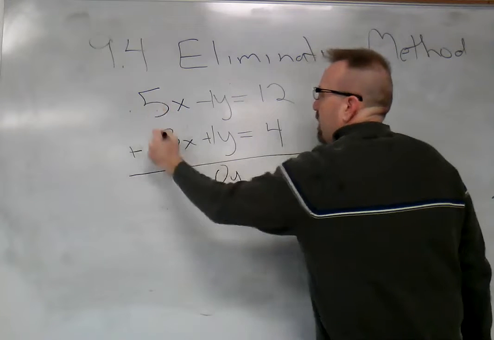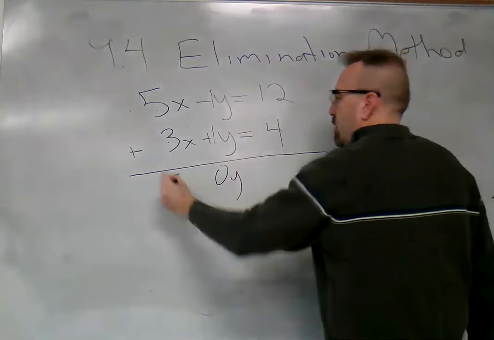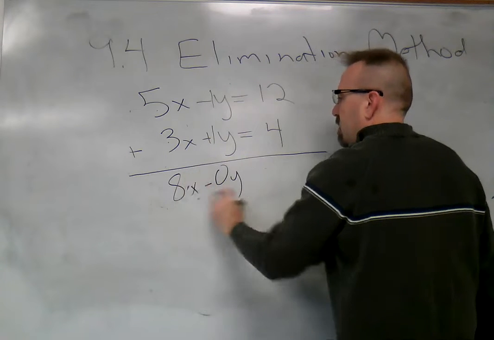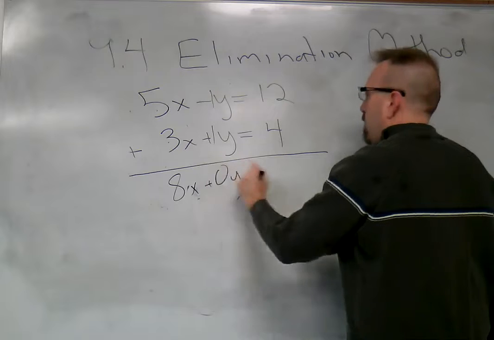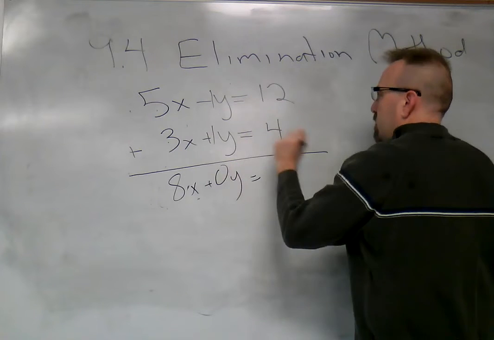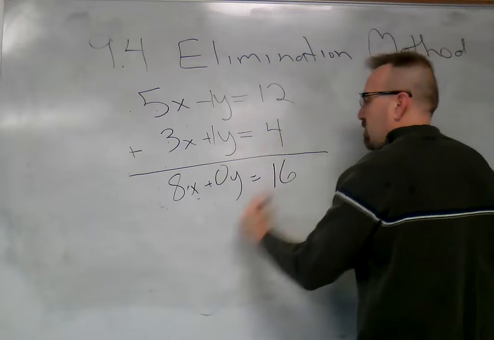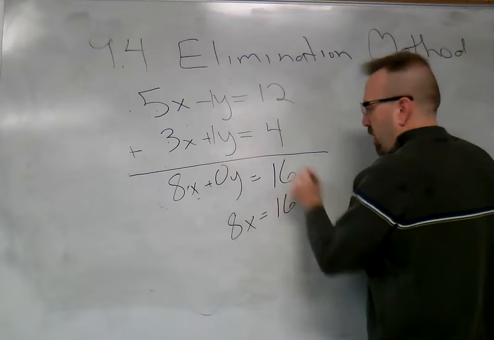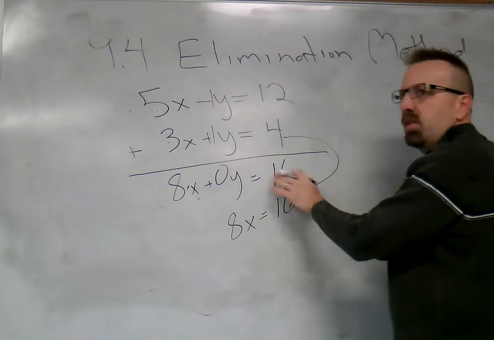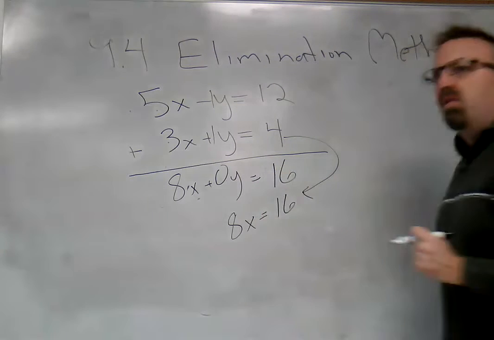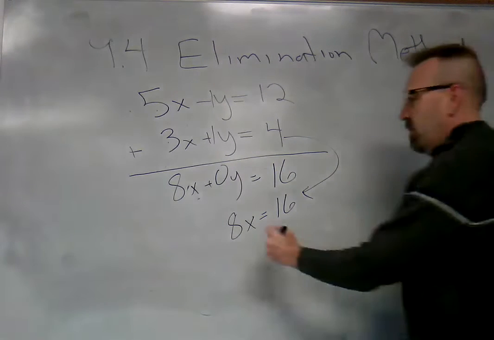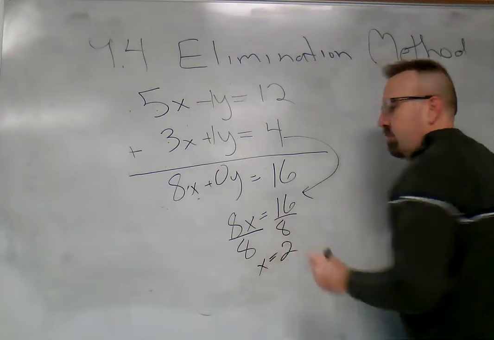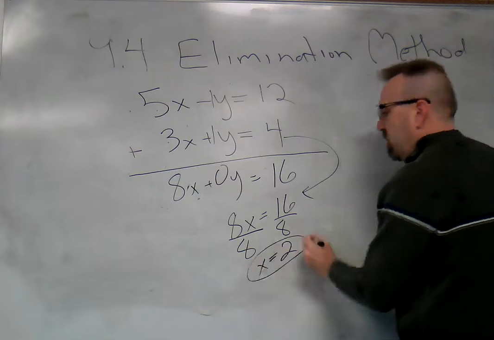So what then is 5 plus 3? We have 8x minus 0y, plus 0y, whatever you'll say. 12 plus 4 is 16. So like I said, we're going to rewrite it from here to here. We're going to skip that step, but I'll be showing you. Could we now solve that for x? Divide by 8, x equals 2. So we have our x value.